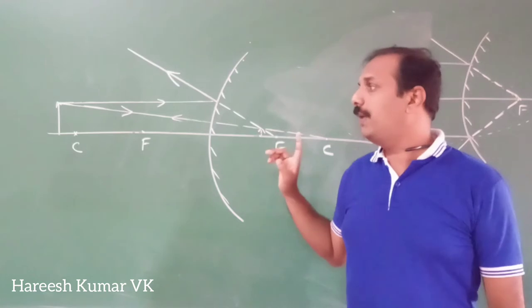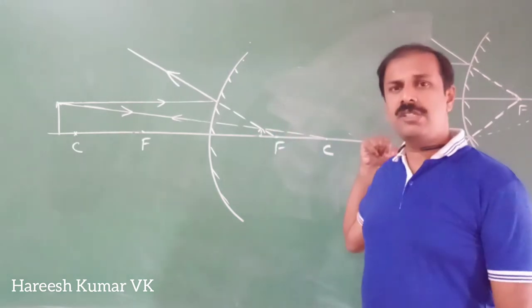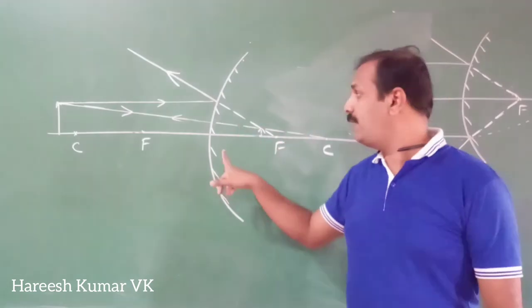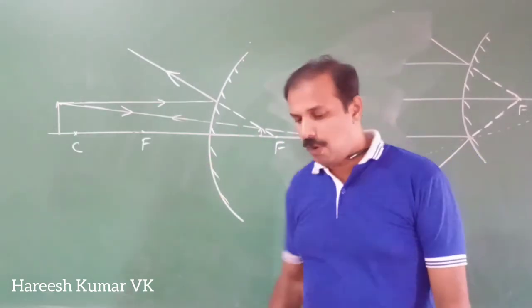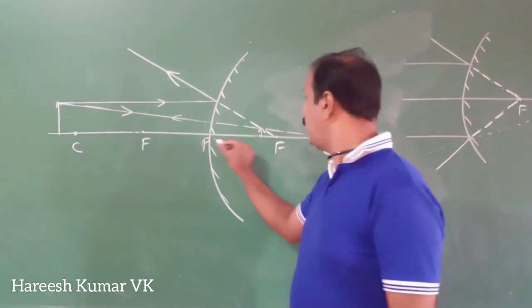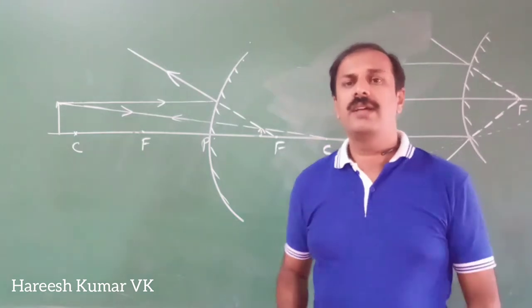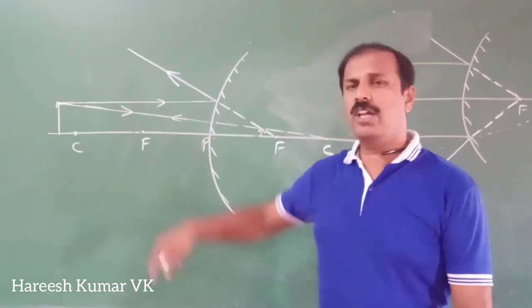For all of them we have the same type of diagram. That is, the image is diminished. Not that much diminished, so we will just use the word diminished. The diminished image is formed between the pole and the focus, and the diminished image will be virtual and erect. So this is the diagram.